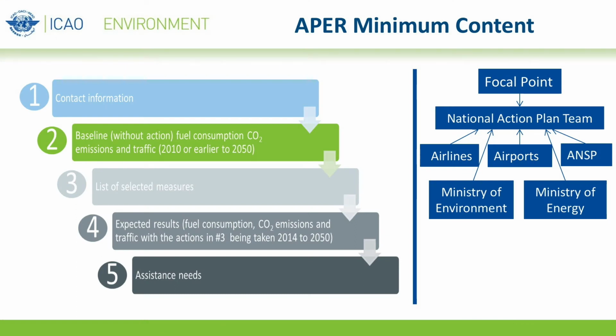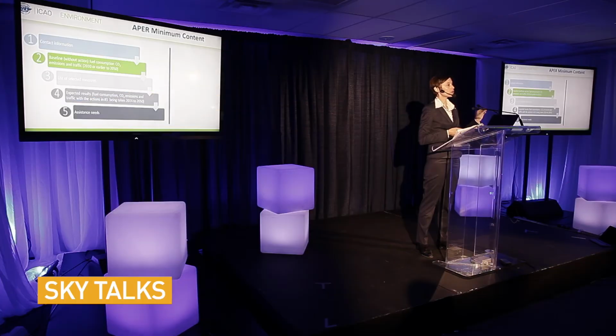So based on stakeholders' information or based on the state's own information, the next step is to develop a baseline. So what is a baseline? A baseline will show the evolution of fuel consumption and associated CO2 emissions until 2050, based on an estimated traffic growth, if no mitigation action is taken at all.